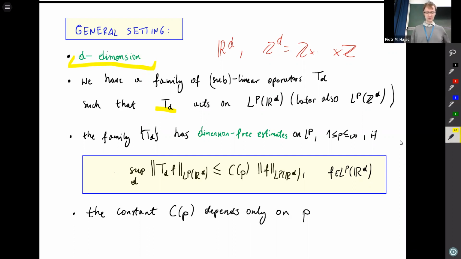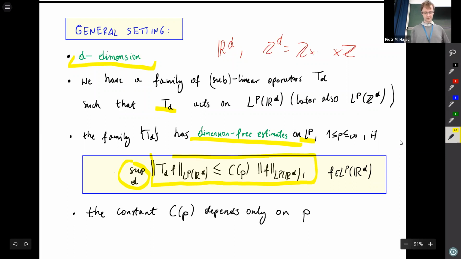In a moment, we will see that this is natural, and there are many families of such operators that are interesting. Okay, and we will say that the family TD has dimension-free estimates on the particular space LP if this inequality holds. So for a moment, let us forget about this supremum here outside, but let's just think about this inequality here. Okay, so it says that if you apply the operator TD to the function f, then you have to control the LP norm of this quantity by a constant C of p times the LP norm of f.